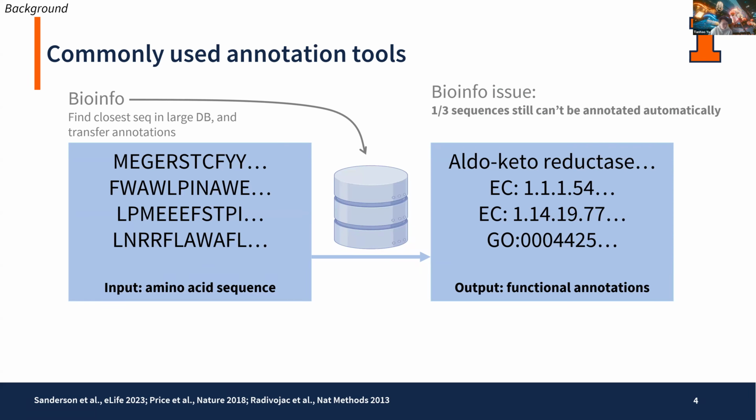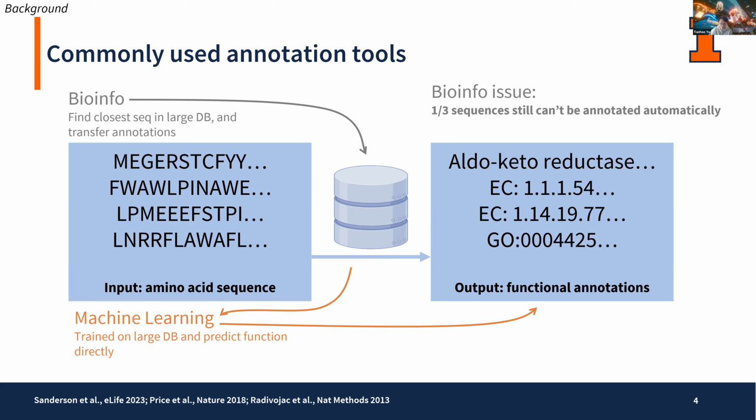However, according to a Nature study in 2018 by Price and coworkers, a third of the raw amino acid sequences still cannot be annotated automatically using the collective of all different computational tools available. So very recently, people have turned their attention to using machine learning to tackle this problem. Essentially, people try to train on the large annotated database and then infer the predicted function directly.